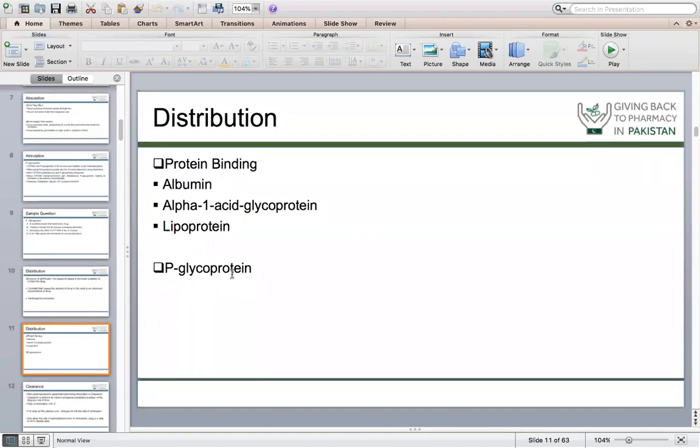For example, P-glycoprotein is present in the brain. So if we need to administer a medication whose site of action is the brain, P-glycoprotein is a reverse transporter. It will decrease the bioavailability because it's an efflux pump. It pumps the drug back out, right?